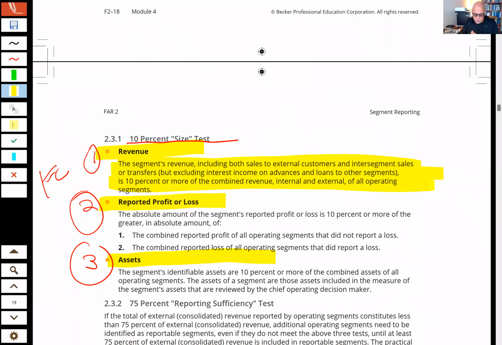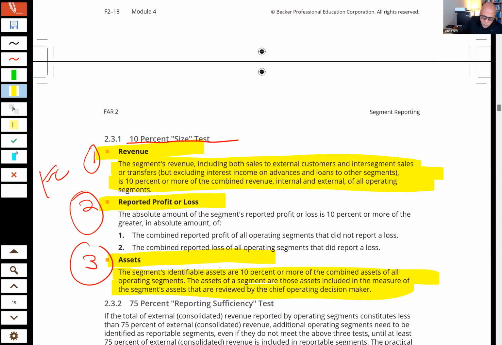If it doesn't meet the test for revenue, let's go to assets. We take all of the assets of all of the segments, add them together, and multiply that big combined number by 10%. We don't eliminate intercompany assets or anything. Any segment that has assets greater than or equal to that 10% number has passed the threshold and would be reported as a segment in the footnotes for our public companies.